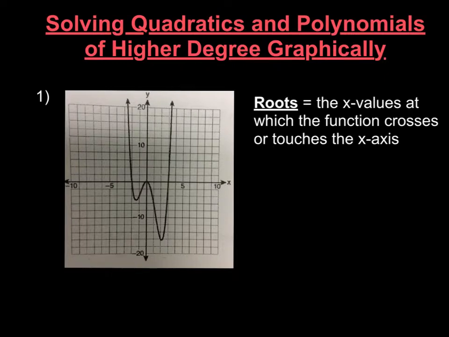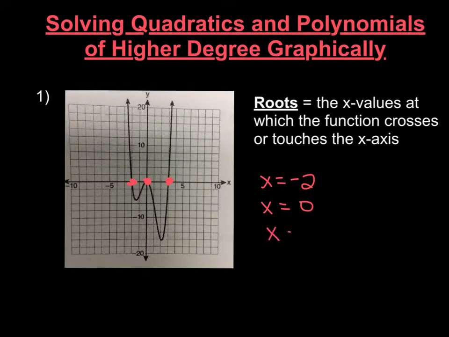So if you take a look at number 1, it says, which set lists all the roots of f of x equals 0? Okay, so the roots, or another way of saying it, zeros or solutions, they all mean the same thing, are the x values at which the function crosses or touches the x-axis. So if we take a look at number 1, we can see that there are actually 3 spots where the graph touches or crosses the x-axis. Right here at x equals -2, right here at x equals 0, and right here at x equals +3. So those would be our roots, or our solutions, or our zeros. They all mean the same thing.